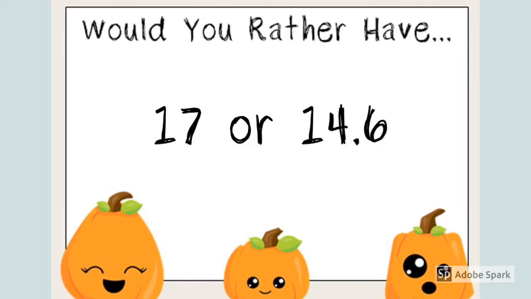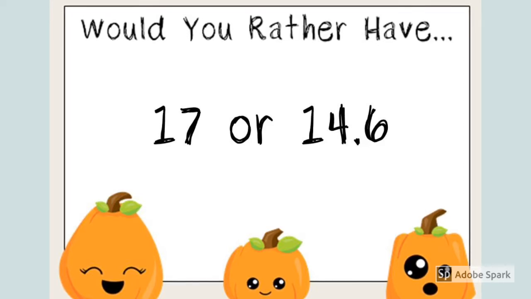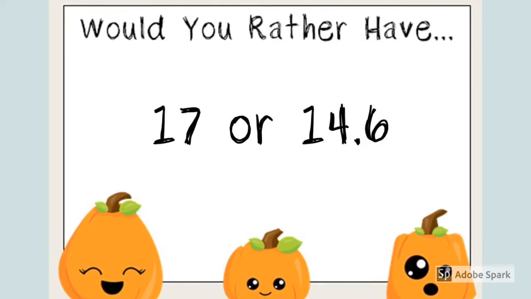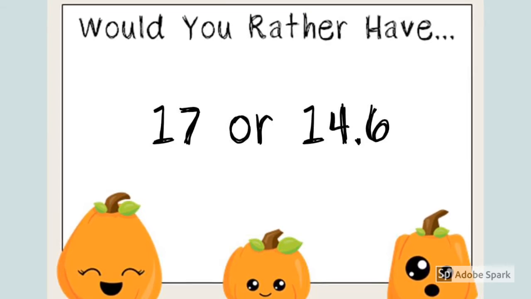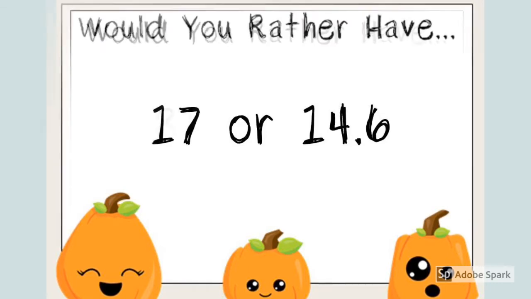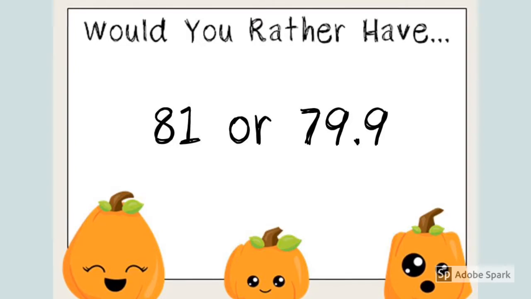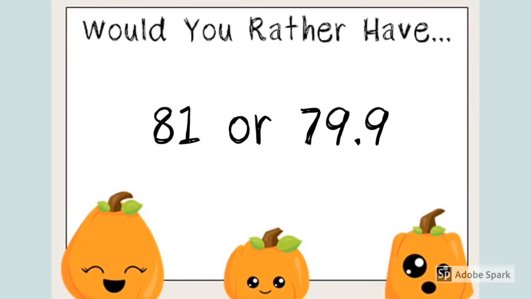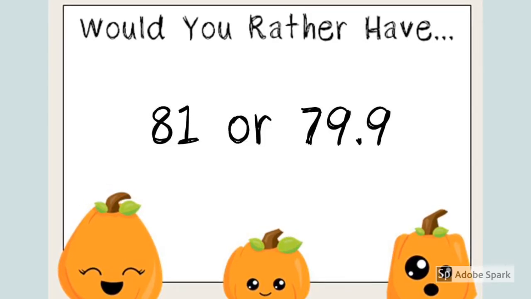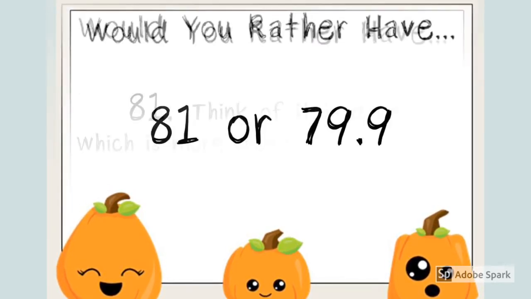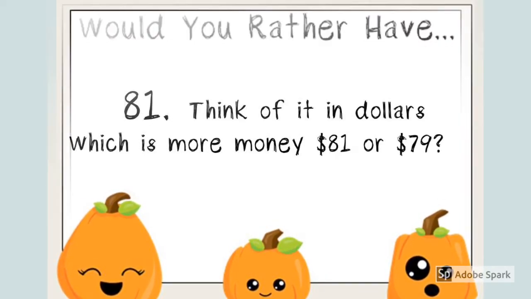But we really want to build that rapid recall of, oh, let's look, 17 is in the tens and the ones place, 14 is in the tens and the ones place. So I very quickly can determine, oh, $17 would be more than $14. 17 is larger even though it has fewer digits. Let's take a look at another one. Here we have 81 or 79 and 9/10. So your students again may want to say 79 and 9/10 is larger, but ask them, which is truly larger? It would be 81 because $81 is more than $79.